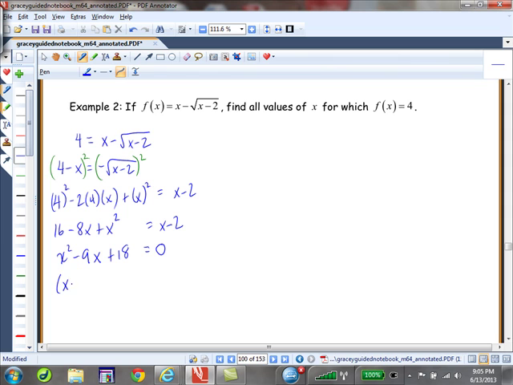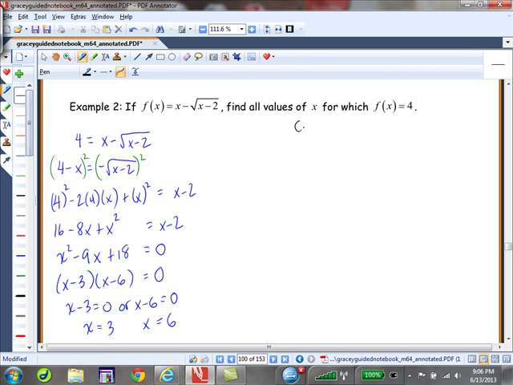Factoring, we will have x minus 3 times x minus 6, all equal to 0. So x minus 3 equals 0, or x minus 6 equals 0. x is equal to 3, or x is equal to 6. So now we still have to check our solution. There's a couple different ways you can check it. You can evaluate the function at these values and make sure you get 4, or you can just go from the equation we wrote.